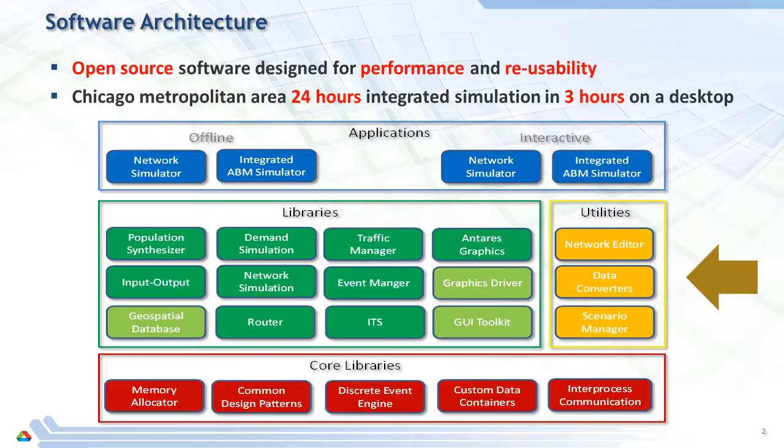Many of the libraries and utilities rely on mature open-source projects, such as SQLite, Spatialite, Boost, Python, and OpenGL, to handle details such as graphics processing, database management, and GIS functionality. Finally, full applications can be built from the general libraries to address highly specific issues. An example is the integrated ABM simulator. This is the simulator that has been introduced earlier in this presentation.